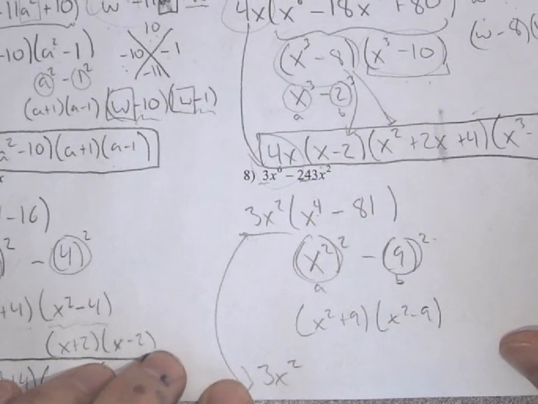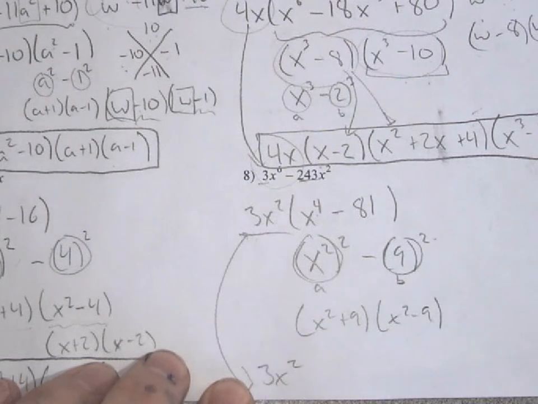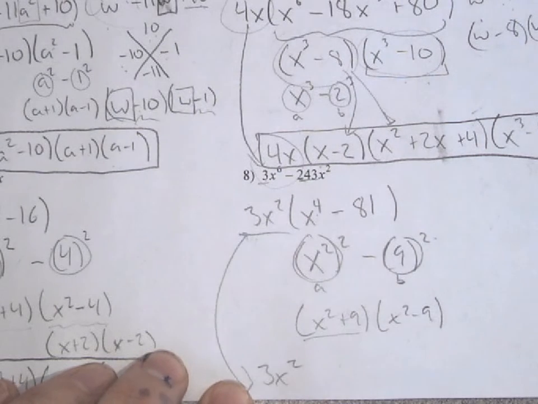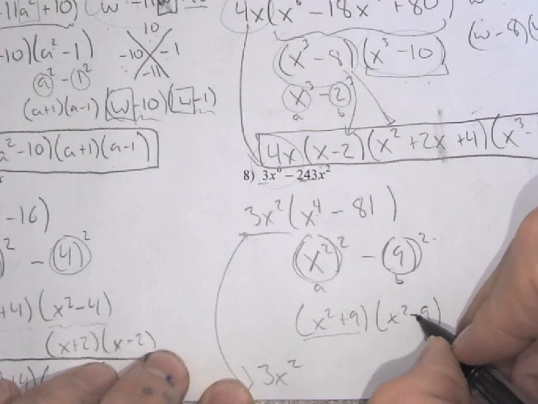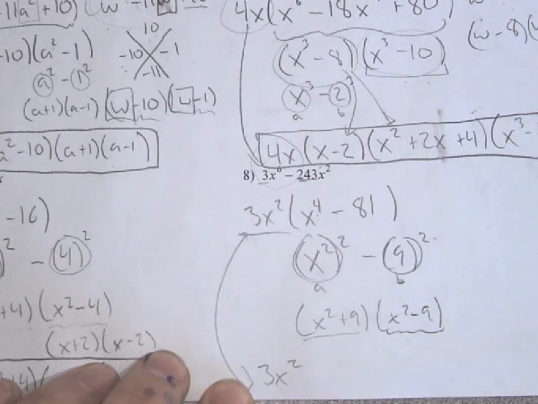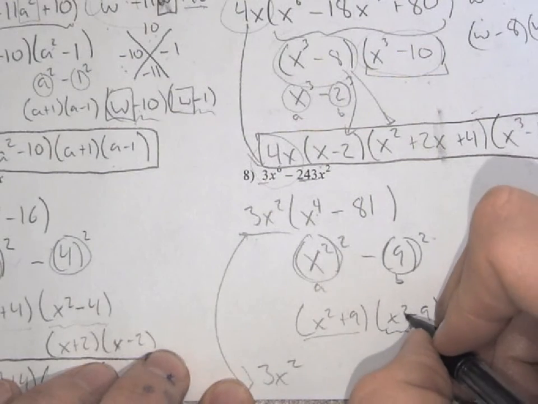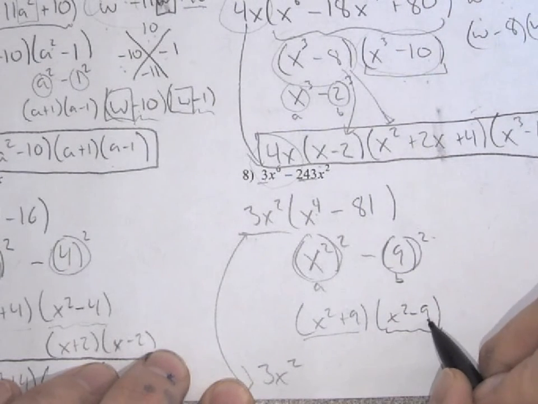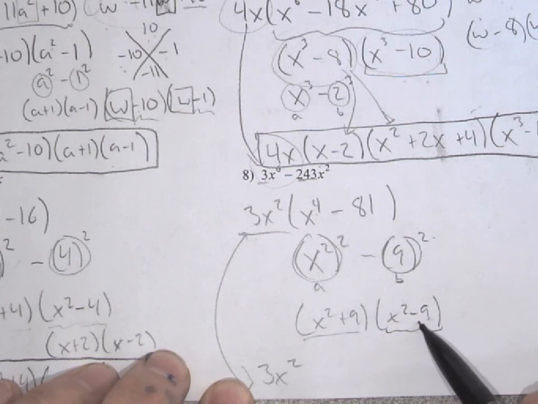So step 3 was go back and check any of your factors to see if they can factor further. Now this guy can't, because again, we can't do a sum of squares. We can do a sum of cubes, but a sum of squares doesn't work. We can't factor it. But this guy is another difference of squares, right? Because that's 3 squared. So this is a little bit easier to factor than this guy.